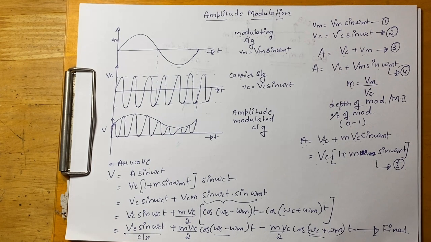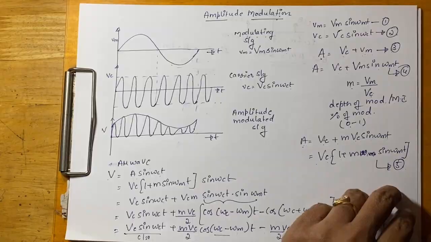In this final equation, we are able to observe three terms. The first term is the carrier signal. Then we have two terms. These two terms are nothing but the side bands. So omega c minus omega m is called the lower side band, and omega c plus omega m is termed the upper side band.